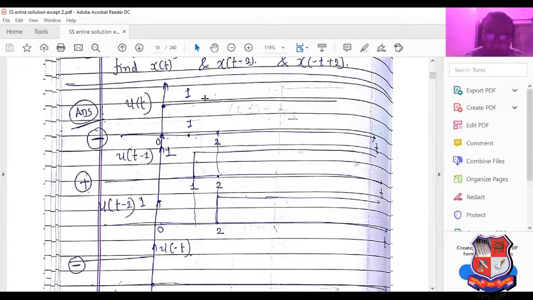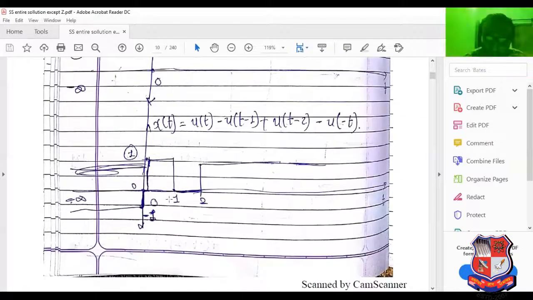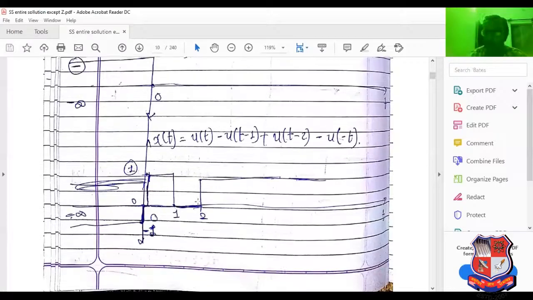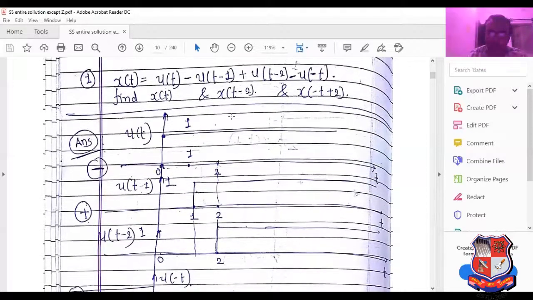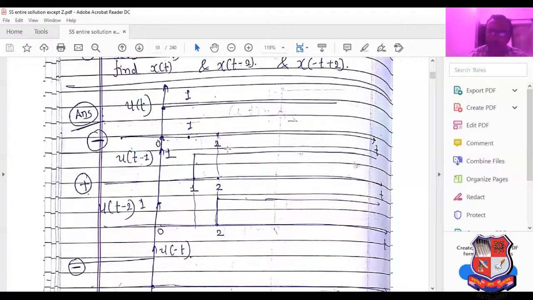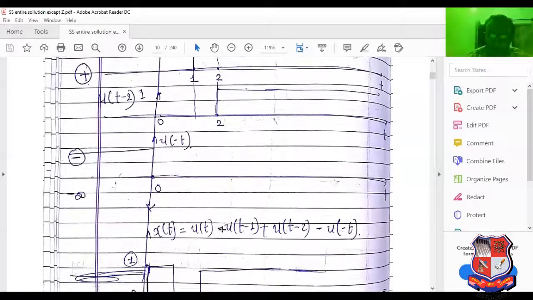So between 1 to 2 amplitude is 1. Here between 1 to 2 amplitude is also 1. So 1 minus 1 is equal to 0. So here we get between 1 to 2 amplitude is 0. But here 2 onwards, amplitude is 1, and here amplitude is also 1. So 1 minus 1 equal to 0. So here 1, and here amplitude is 0. So here amplitude 1 can be maintained as a constant amplitude.